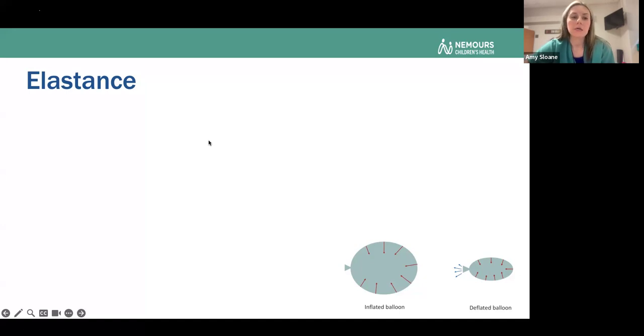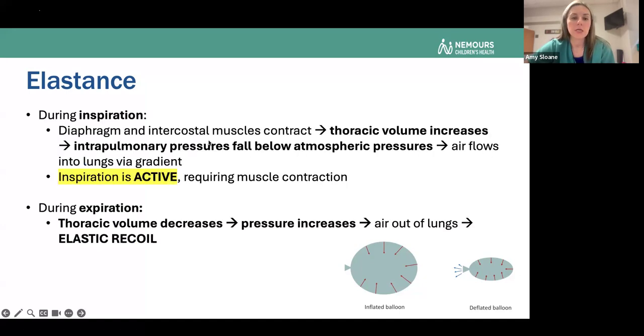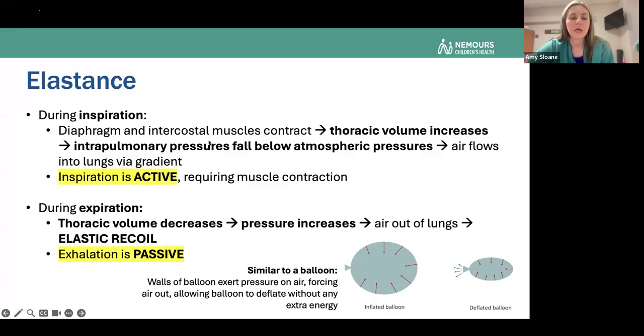But in contrast, as I said before, expiration is passive. As the muscles relax, your thoracic volume decreases, the pressure within the lung rises, and air can flow out. This is driven by the natural elastic recoil of the lungs. And it's helpful to think about this like a balloon. Once that balloon is stretched, it naturally wants to recoil and deflate and push the air out without any additional energy, making it passive. So overall, your inspiration requires effort, while your expiration relies on the lungs' inherent properties.